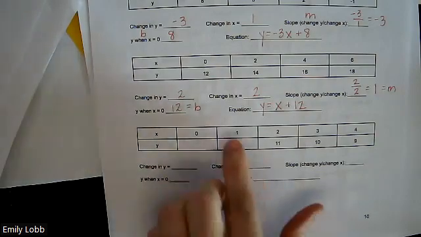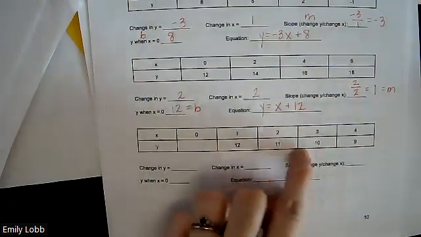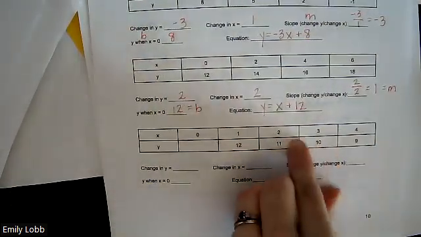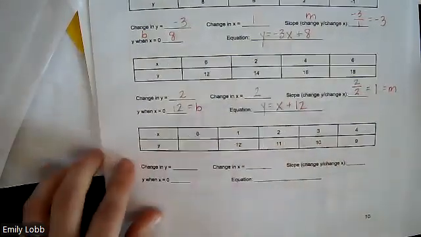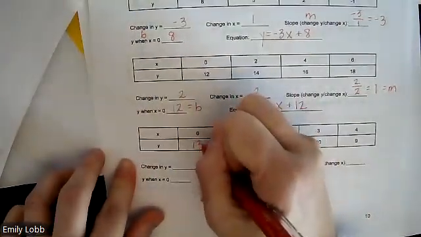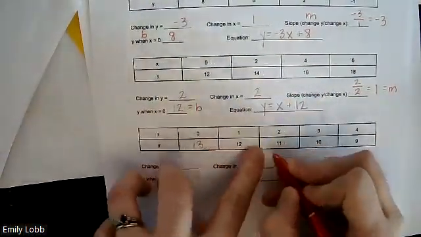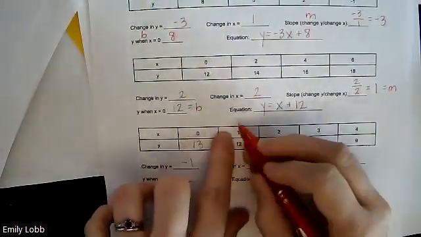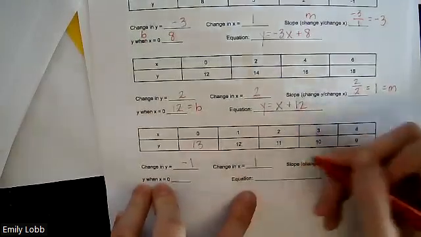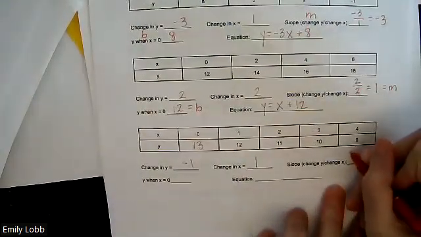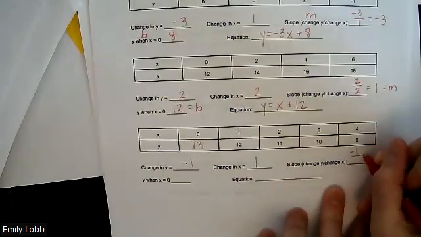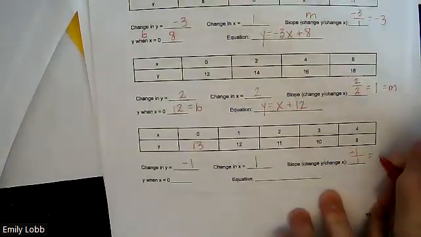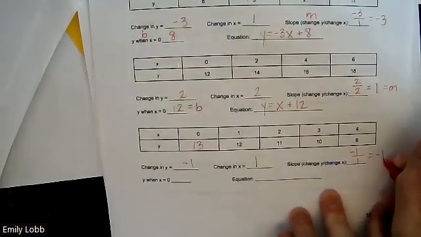Our change in y, well, I notice right away we need to fill in something. So going this way, they're each going up by 1. So really, our change in y is going down by 1. So this is -1. This is going up by 1. So our slope is our change in y divided by our change in x. So -1 divided by 1 is -1.